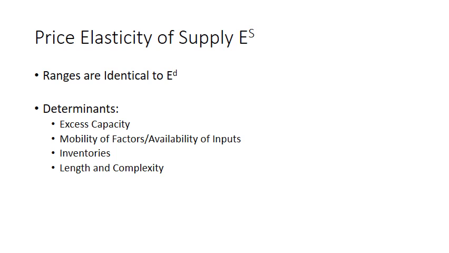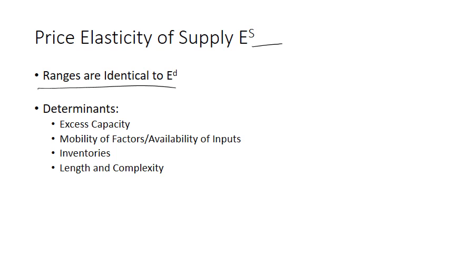All right, let's take a look at the price elasticity of supply. Just like the price elasticity of demand was interested in how responsive consumers were to a change in prices, the price elasticity of supply is going to be interested in how responsive producers are to a change in prices. Our ranges are going to be essentially identical. If you calculate ES and it comes out to be greater than 1, it's going to be elastic. If it's between 0 and 1, it's going to be inelastic. And if it's equal to 1, it is unitary. So the ranges are exactly the same as ED.